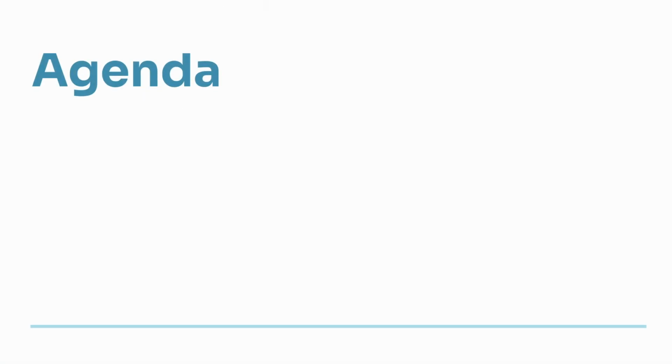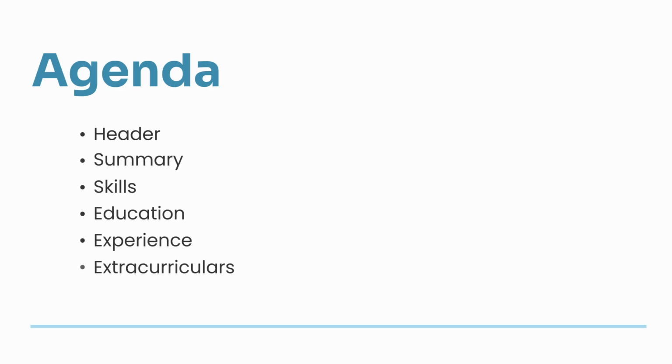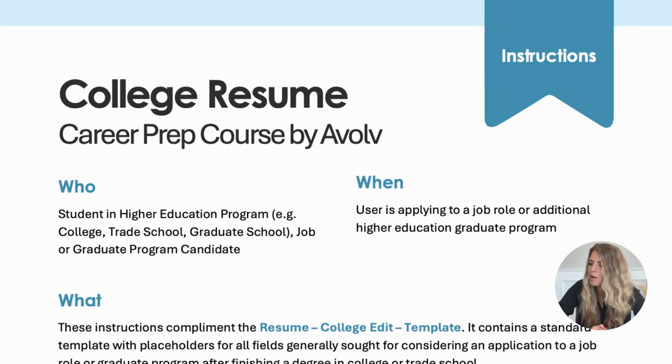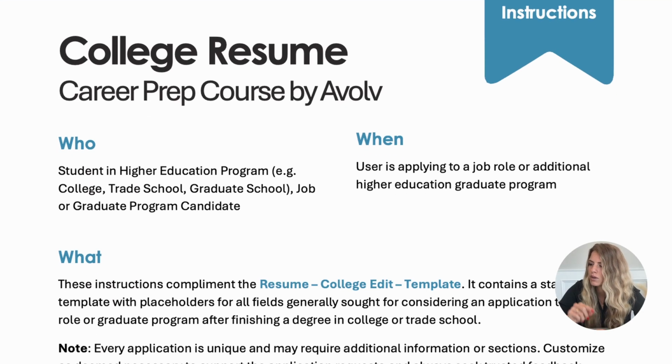Let's look at what's on the docket today for our agenda. You are going to have a completed resume draft by the end of this exercise. If you follow along, you'll have all of the sections filled out, including the heading, your summary, your skills, your education, your experience, and your extracurriculars. This will complement the college edit resume template, so make sure you have the right version.